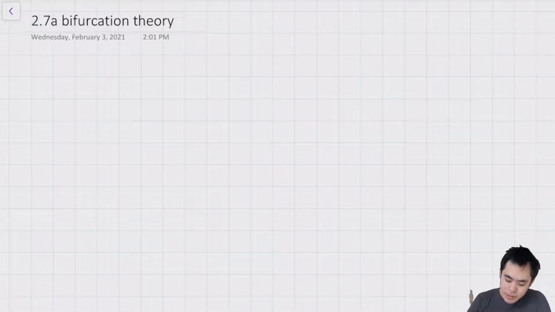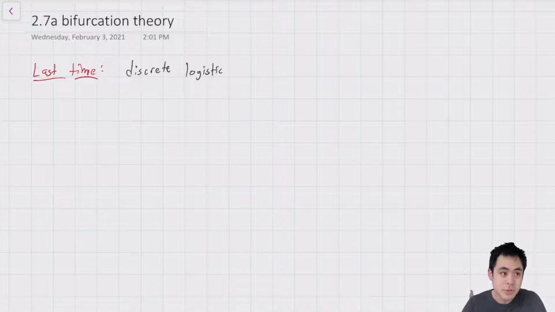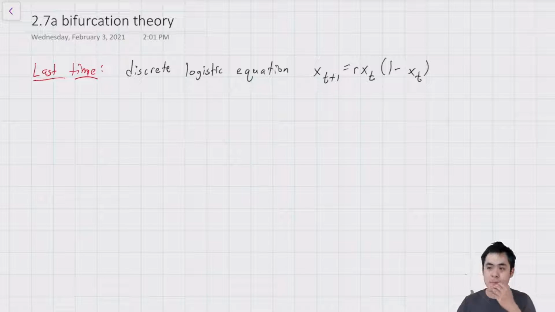Hi everyone. So in the last class we talked about the discrete logistic equation. Last time in MATC58 we talked about an approximation to the logistic differential equation, and that was the logistic difference equation, which was a discrete time approximation. So that's x sub t plus 1 is equal to r x sub t times 1 minus x sub t, where r is some parameter that controls how quickly it grows initially to start.